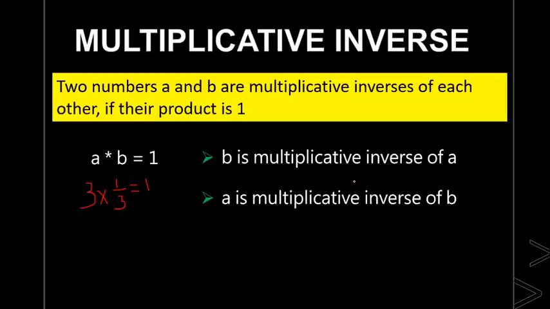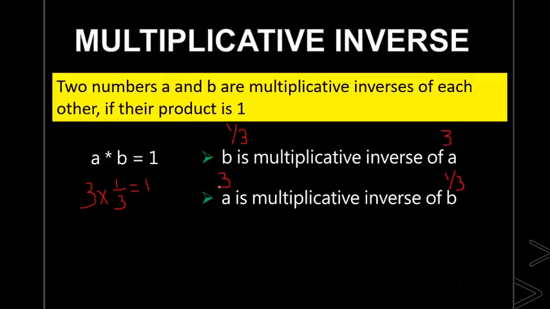I hope you all understood this. Multiplicative inverse means their product should be 1. So for A, what is the multiplicative inverse of B? For 3, the multiplicative inverse is the reciprocal, 1 by 3. For 1 by 3 also, the multiplicative inverse is the reciprocal, which is 3. That is what I mean by multiplicative inverses.